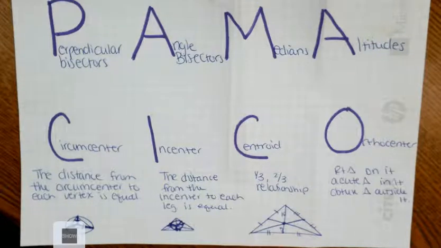The altitude is at the orthocenter. On a right triangle, it's on it. On an acute triangle, it's in it. And on an obtuse triangle, it is outside of it. The location of the point.